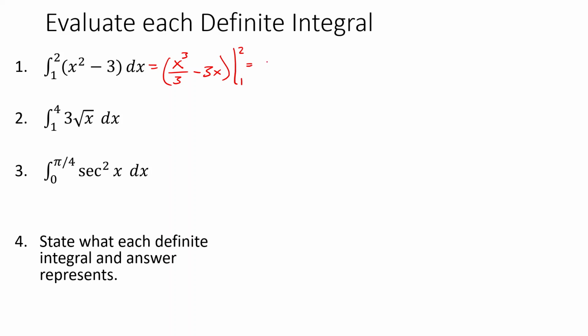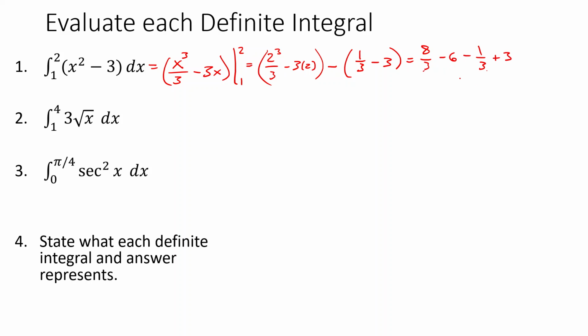We plug in the top number first, so we get 2 to the third over 3 minus 3 times 2. I'm going to put all that in parentheses because that's what we get when we plug in the 2. Minus, and now we're going to plug in the 1. So we get 1 to the third over 3 minus 3 times 1. All right, so let's see, this is 8 thirds minus 6. Then I'm just going to distribute that minus sign, minus 1 third plus 3.